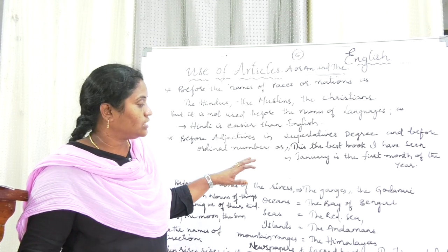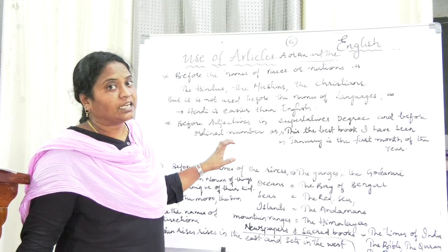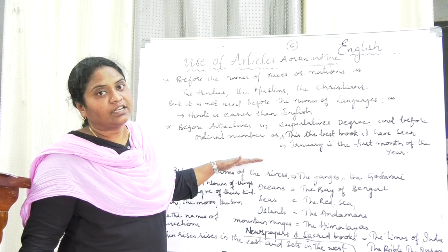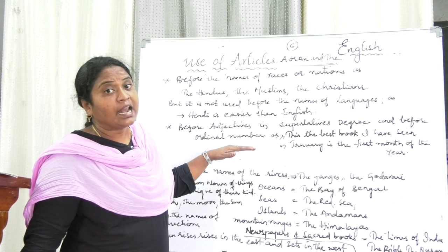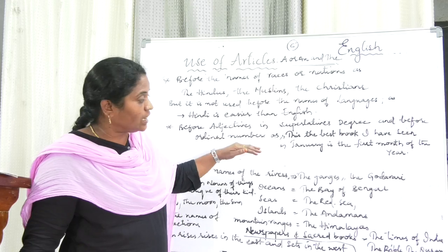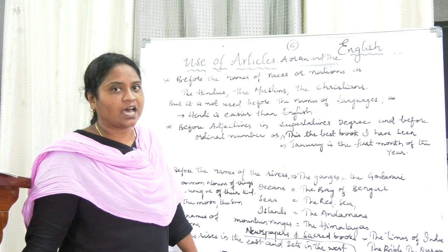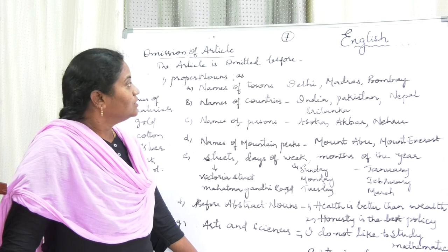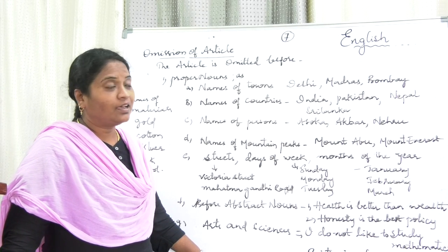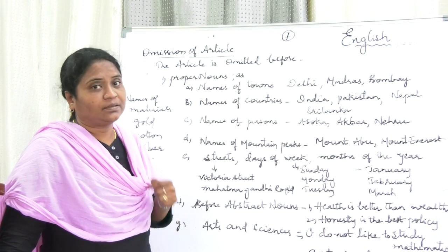Follow, children? So till now we have discussed about the use of articles a or an and also definite article the. Okay. Now let us discuss about the omission of article. Till now we have discussed how to use. Now let us discuss where to omit the article. Okay. So till now we have discussed where to use the article, right? Now let us discuss about the omission.